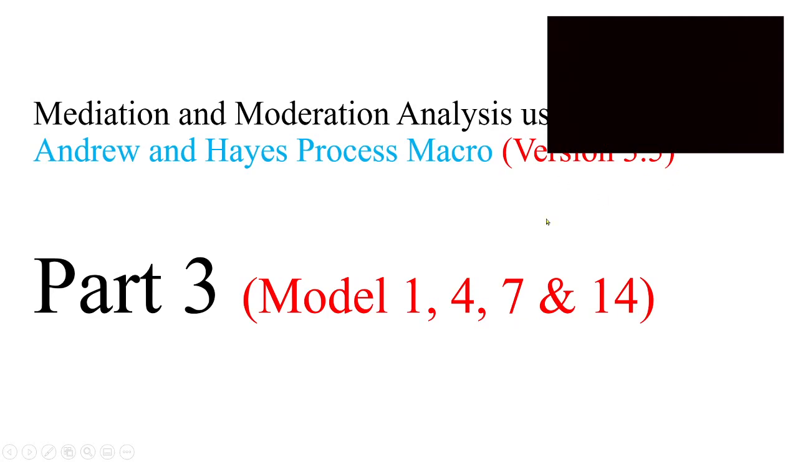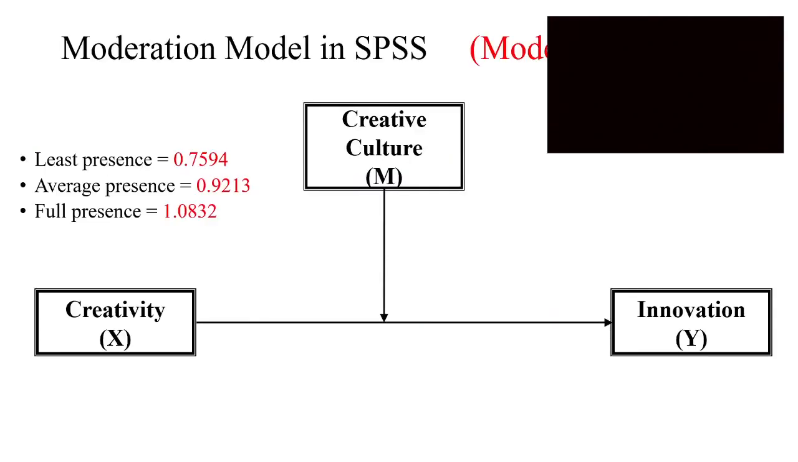We'll be using version 3.5. And if you want to use version 2.5, you can always go back to part 2, where you're going to find how we do these analyses using version 2.5. So first of all, we'll be doing model 1 with creativity as independent variable, innovation as dependent variable, and creative culture as our moderating variable.